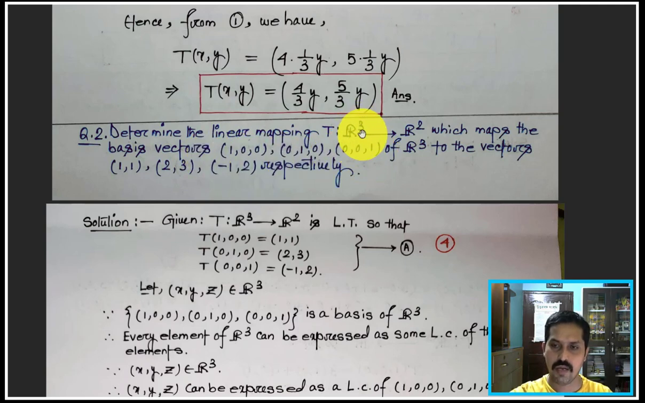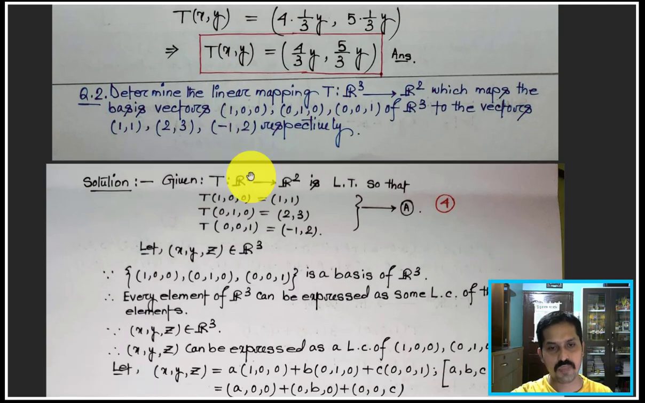How can you understand this? Either it will be stated in the question, or just see that this is three-dimensional and each element has three components. So this is a basis for R3, mapped to the vectors (1,1), (2,3), (-1,2) respectively. This means the linear transformation of the first element is (1,1), the second is (2,3) and the third is (-1,2). So we can write T(1,0,0) = (1,1), T(0,1,0) = (2,3), T(0,0,1) = (-1,2), and mark these three equations all together as equation number 1.